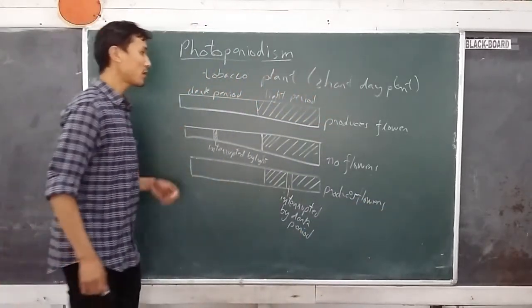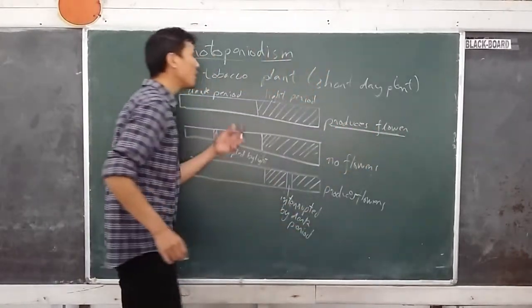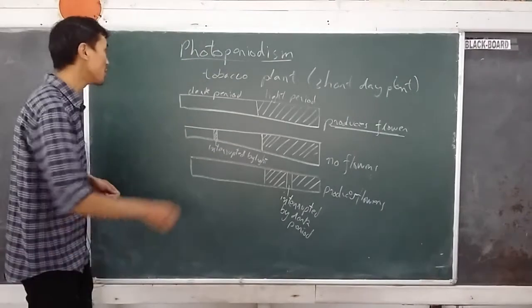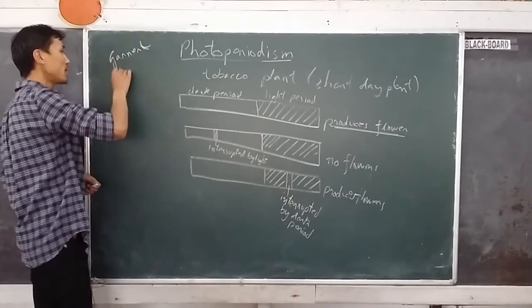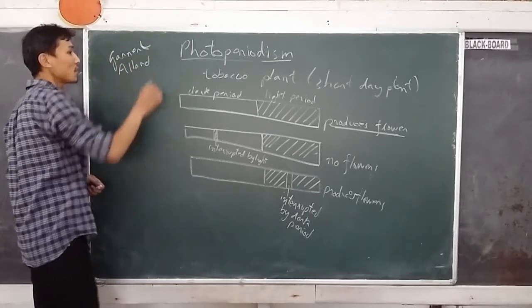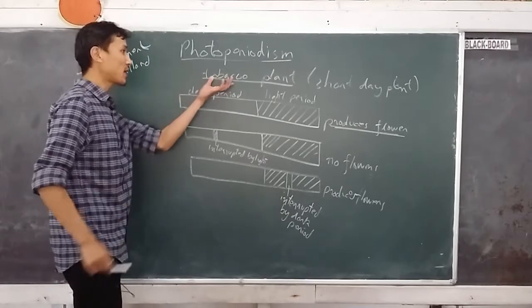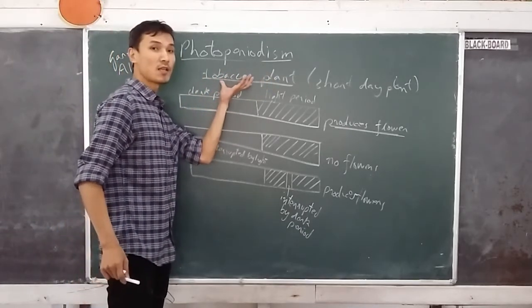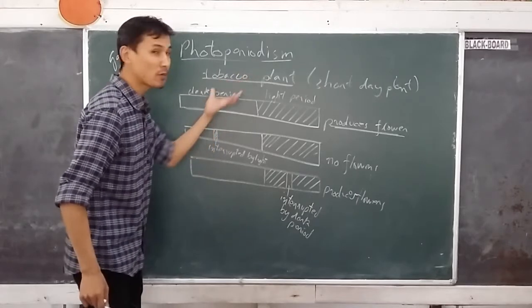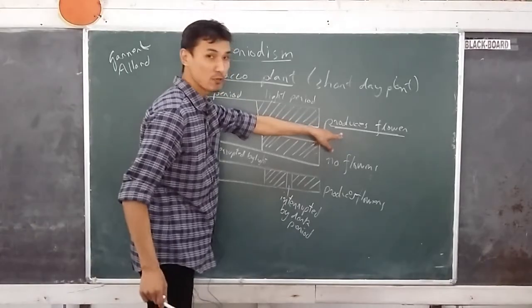So this phenomenon of production of flowers due to the exposure of light is called photoperiodism, and it was discovered by Garner and Allard by observing a tobacco plant. Tobacco plant is a short day plant. By short day plant, what it means is it requires a less amount of light period and a huge amount of dark period. So generally, this is the normal condition. The plant is producing flowers.